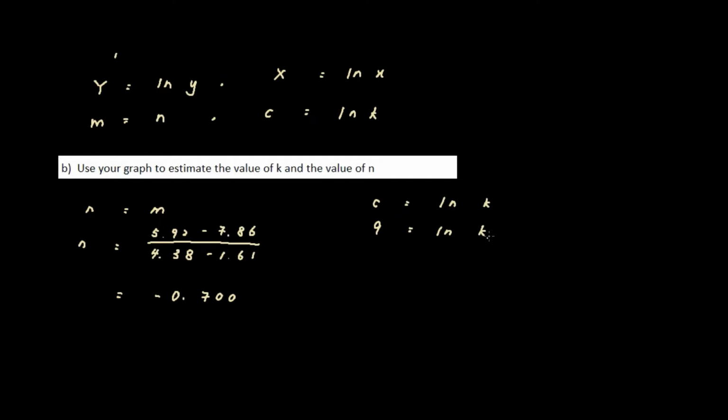So how can we solve k? We know that natural log is log to the base e, right? So e to the power of 9 equals k. You can just use your calculator to get your answer, which is roughly 8103. Okay, so I hope this question gives you an idea of how converting works in a relationship from a curve to a straight line.